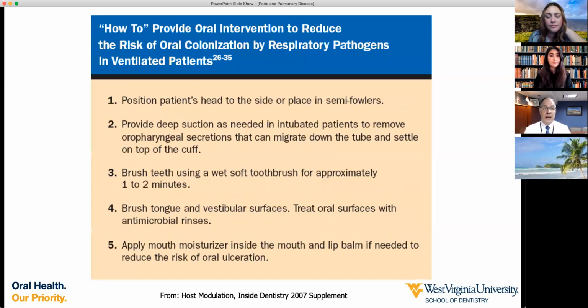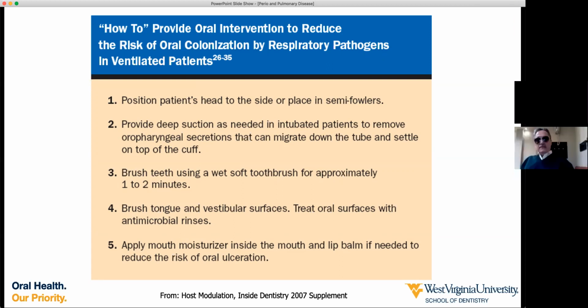As far as any patients that are ventilated, and we've had many of those over the last year, unfortunately, putting the patient's head to the side can help in reducing the risk of colonization by respiratory pathogens. The deep suction, again, brushing the teeth with a wet, soft toothbrush. It doesn't have to have any paste or anything on it. Just the mechanical removal of the plaque is really ideal. Treating the oral surfaces, again, with an antimicrobial rinse.